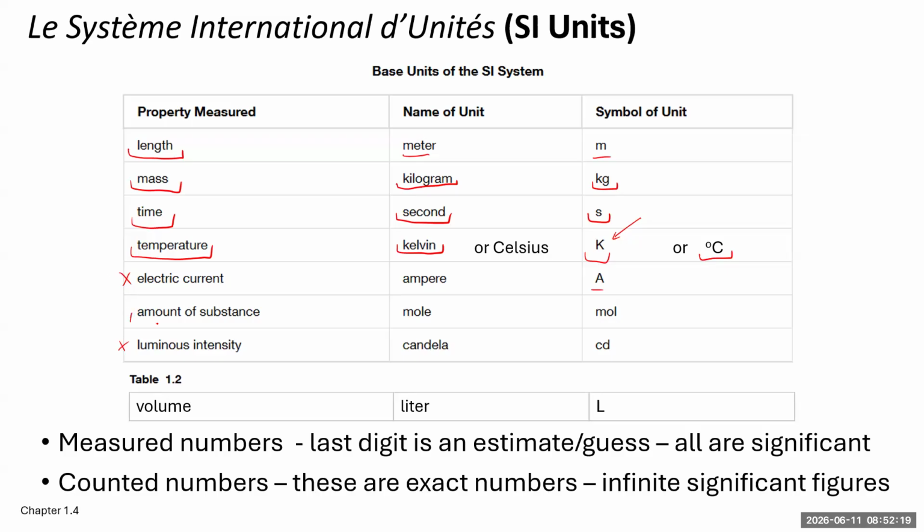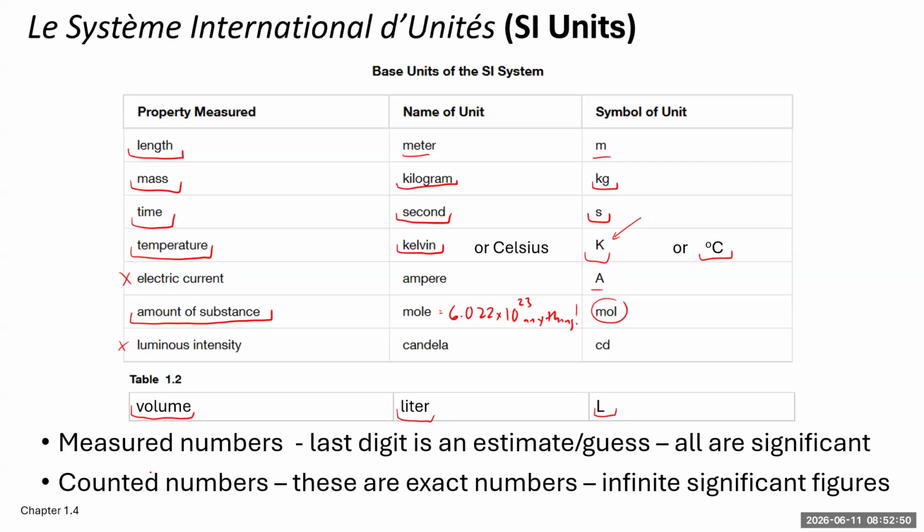We are going to use this a lot in chemistry, and that's the mole. And remember, a mole is 6.022 times 10 to the 23rd anything. It's just a number of things. The symbol is lowercase m, lowercase o, lowercase l. Volume we'll use a lot also, and the unit name is liters, with a capital L.